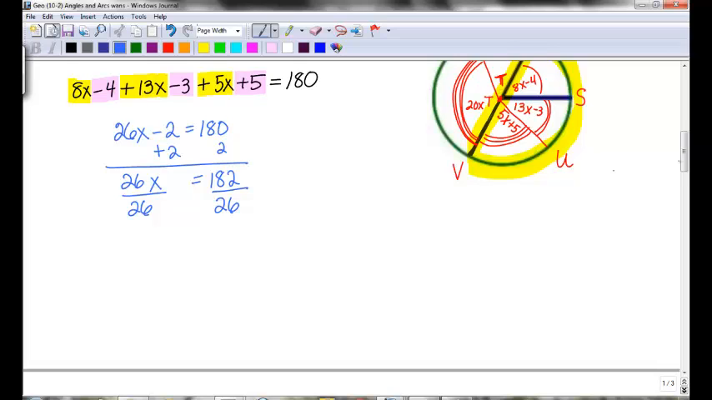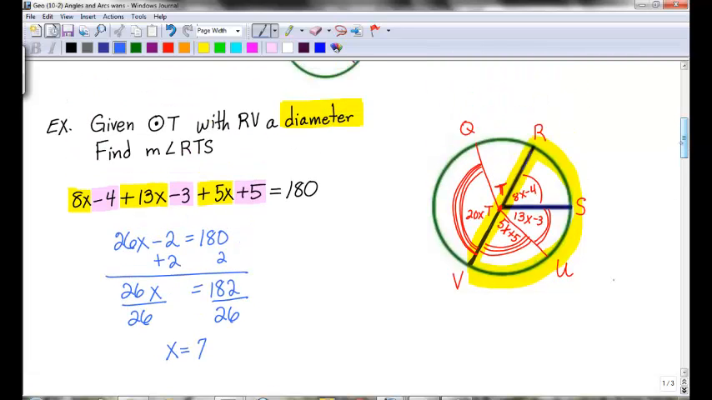Okay, so you have 182 divided by 26, 7. Now, this is where it's a reading problem. If you were doing this on one of my multiple choice geometry tests, that would be an answer. But is that what they asked for? No. They want you to find the measure of angle RTS. So, the angle RTS is 8x minus 4.